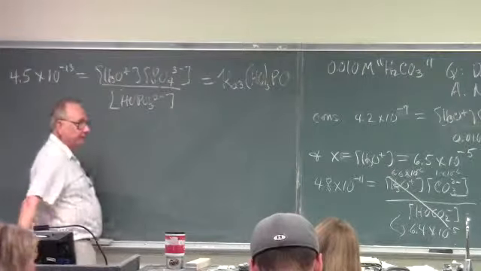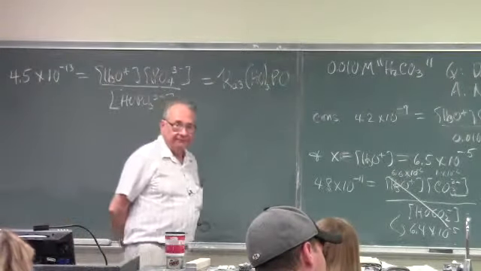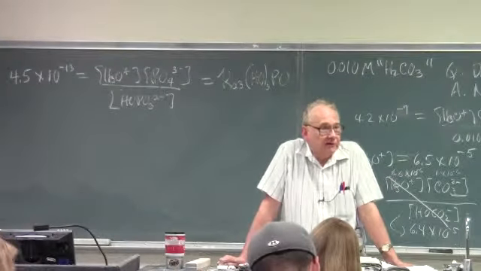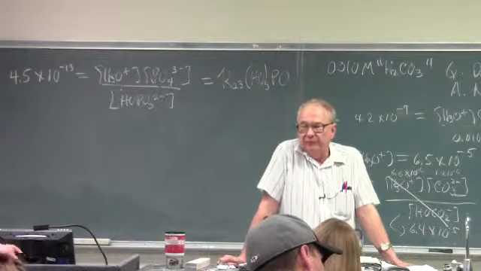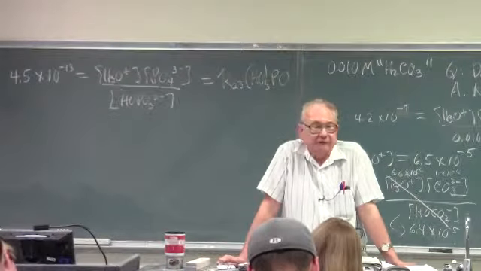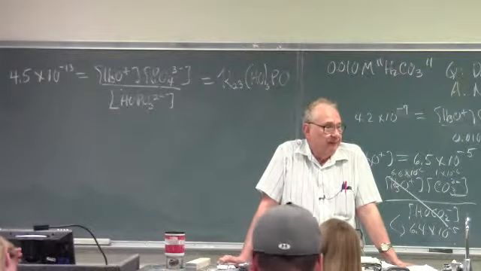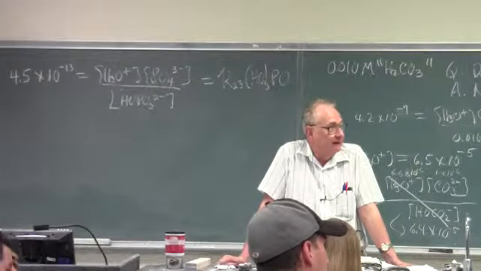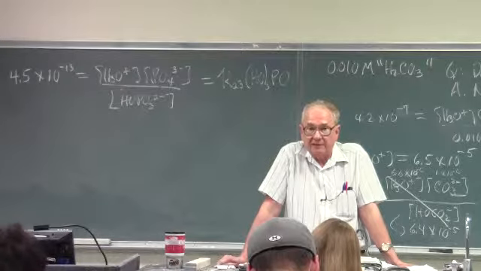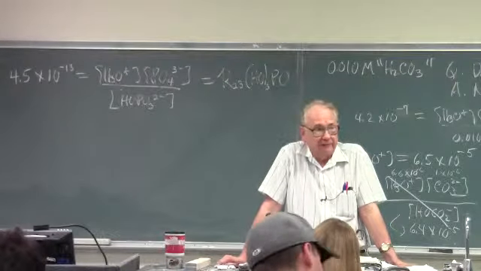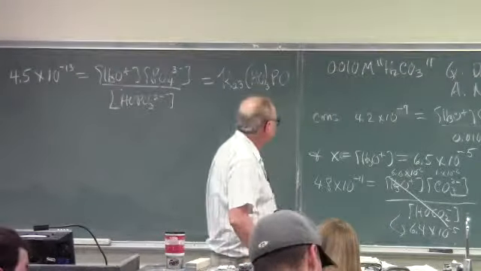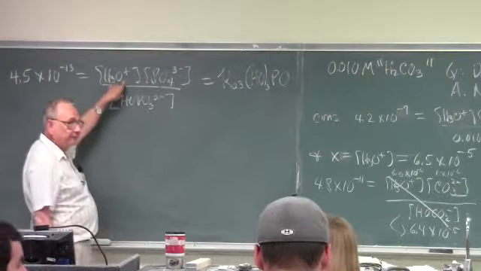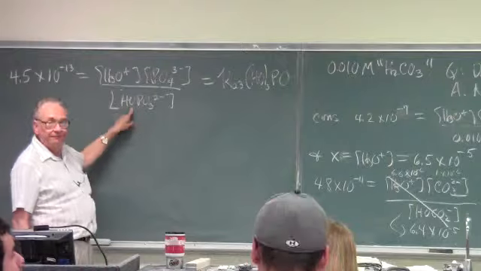Ka1. The value is on the board. You take Ka1 and apply to it x squared over m sub I minus x, which will reduce to x squared over m sub I. Cross multiply, take the square root, and there's your hydronium ion molarity for the 6.0 molar phosphoric acid solution. You can do the arithmetic. So we know how to get this. That comes from Ka1. How do we get this?